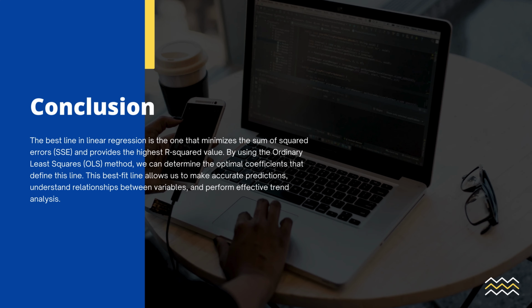Conclusion: the best line in linear regression is the one that minimizes the sum of squared errors, SSE, and provides the highest R-squared value. By using the ordinary least squares, OLS, method, we can determine the optimal coefficients that define this line. This best fit line allows us to make accurate predictions, understand relationships between variables, and perform effective trend analysis.